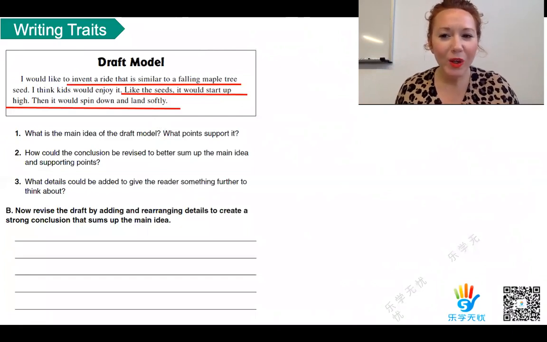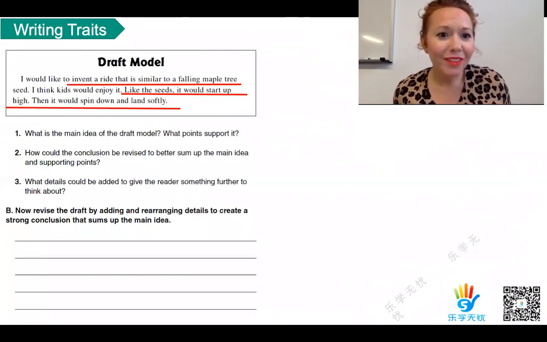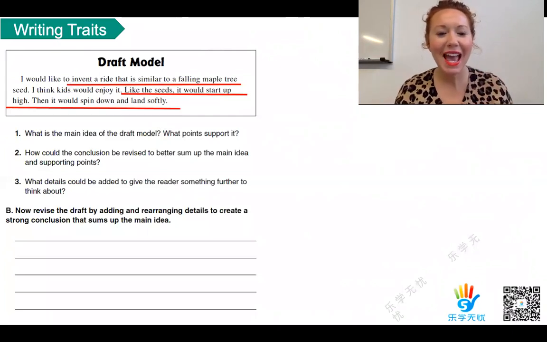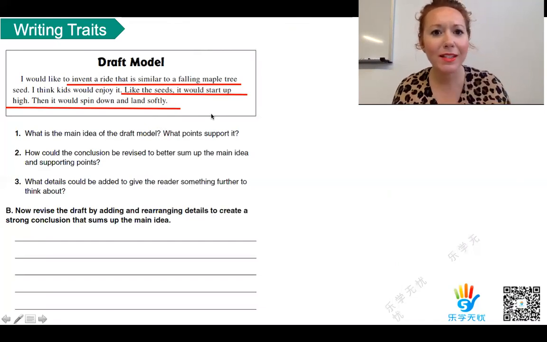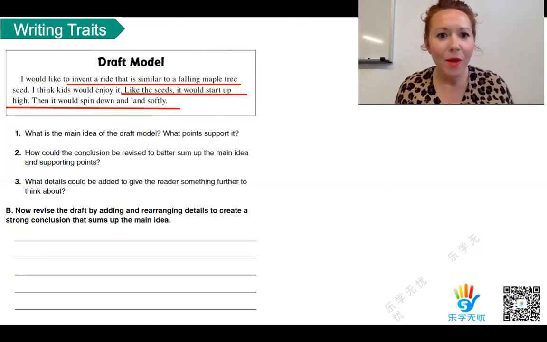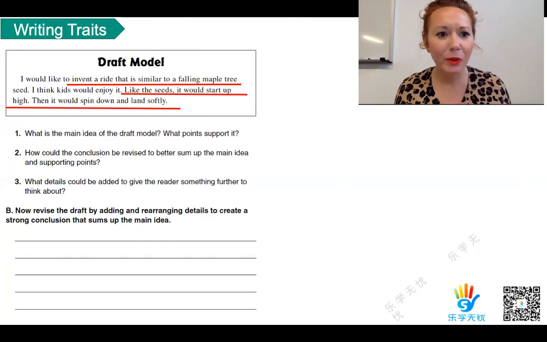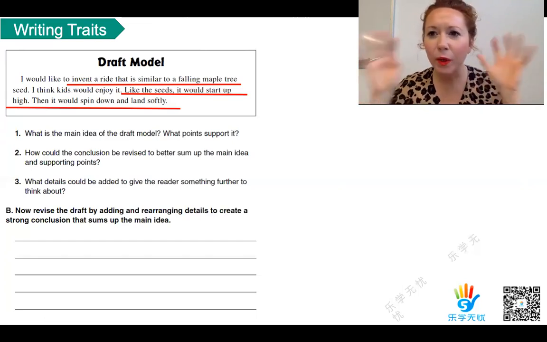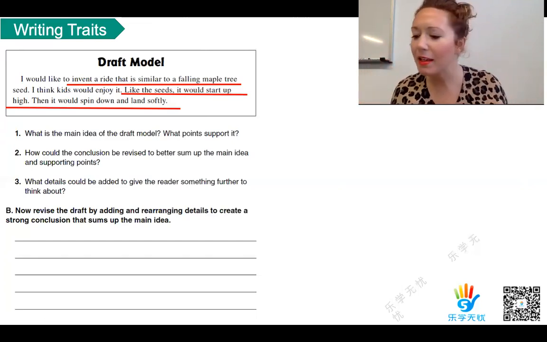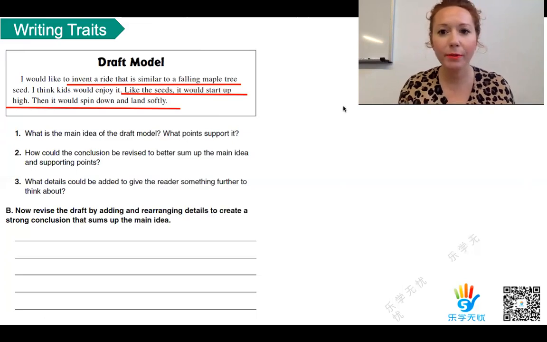Now, do you think that we could make this better? Yeah, it could. So we kind of need to fix the ending. We need to give more details. How is this like a falling maple seed? We need to give some more details so that the reader can kind of think a little bit more, okay? So let's try to rearrange and add some details to make this a stronger summary.